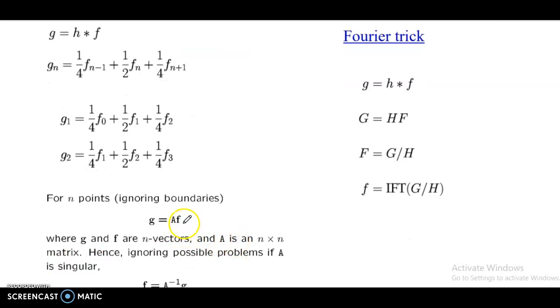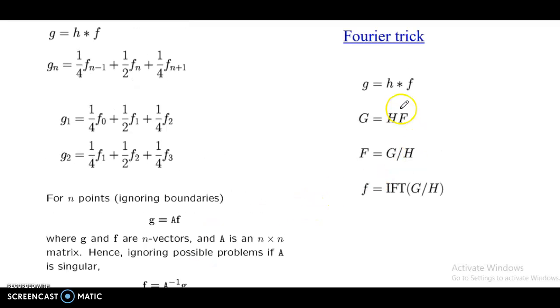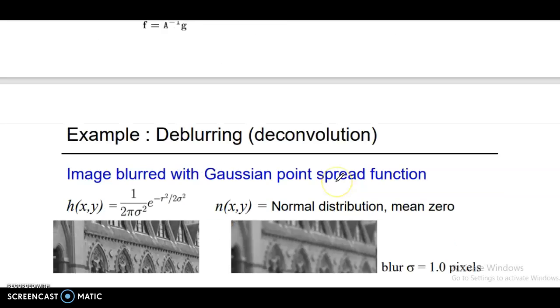G equals AF, where G and F are n vectors and A is an n cross n matrix. Hence, ignoring possible problems if A is singular, F equals A inverse G. Here, the Fourier trick: G equals H convolution F, so G equals HF, F equals G by H, F equals the IFT of G divided by H.